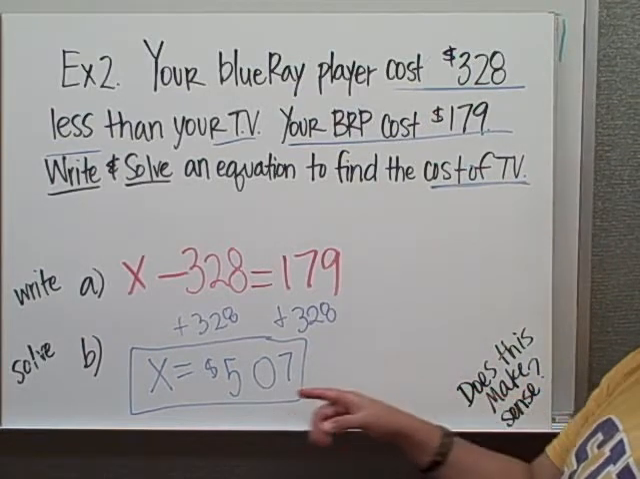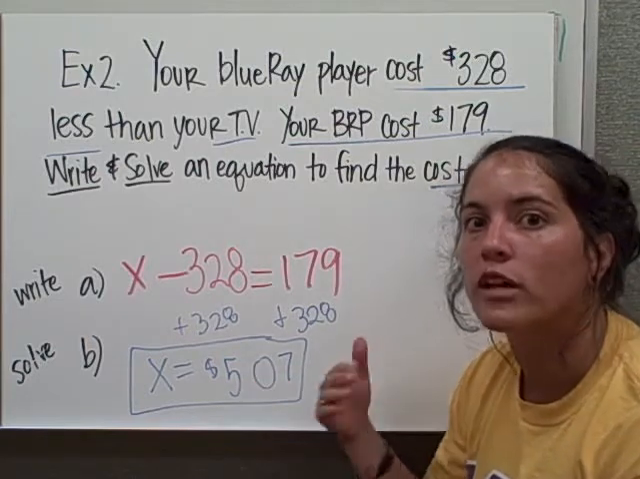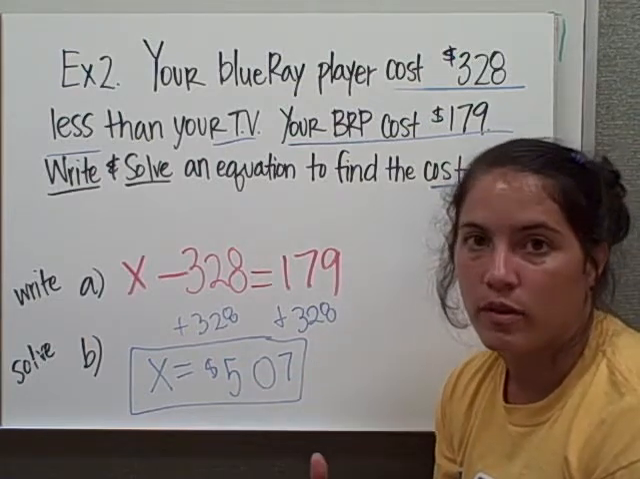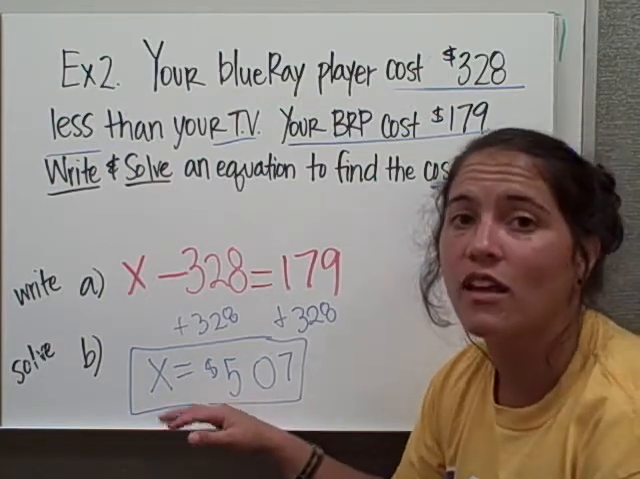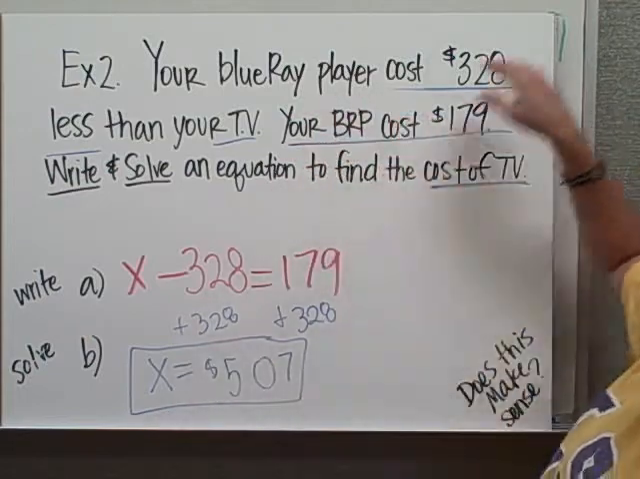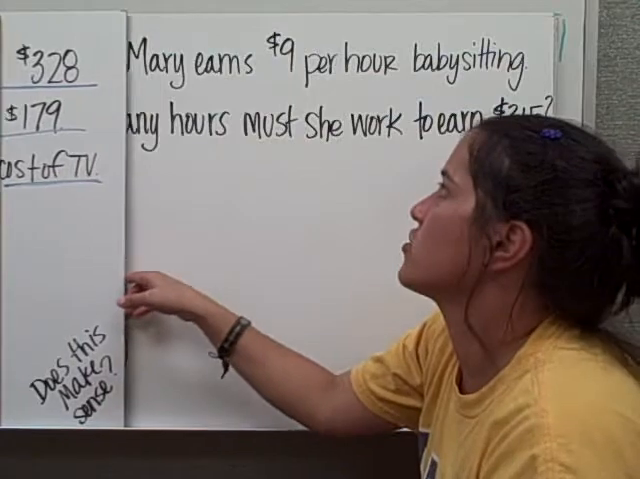Does it make sense that our TV costs $507? At the very beginning when I asked you what costs more, the TV or the Blu-ray player, the TV costs more. So this makes sense that your TV costs $507 and your Blu-ray player only costs $179. Maybe you have like a big flat screen or plasma TV.